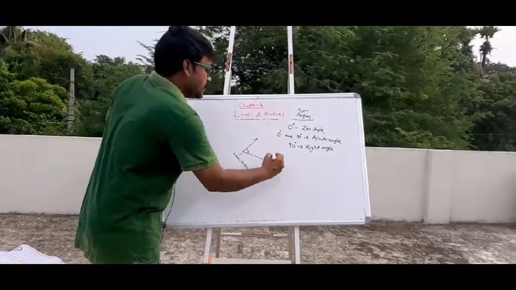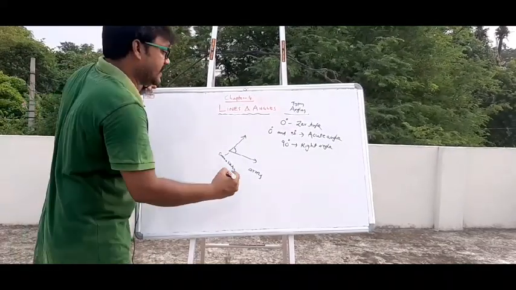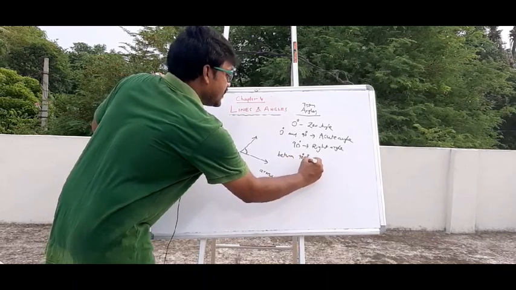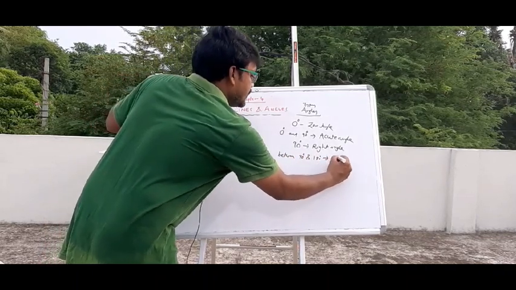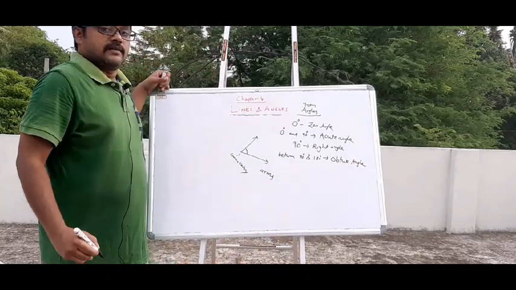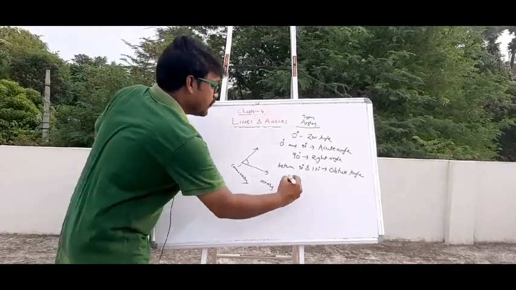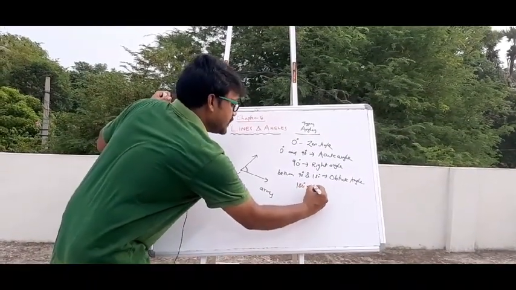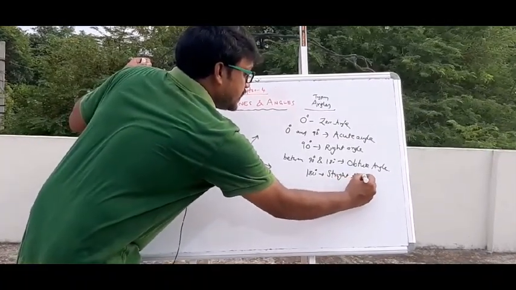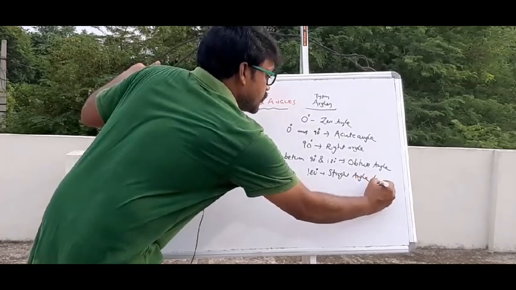And what about the angles between 90 and 180? Between 90 degrees and 180 degrees, it is known as obtuse angle. Can you recollect all these names of the angles? And what about 180 degrees? Exactly, it is a straight angle because it looks like a straight line, and it is also known as linear angle.